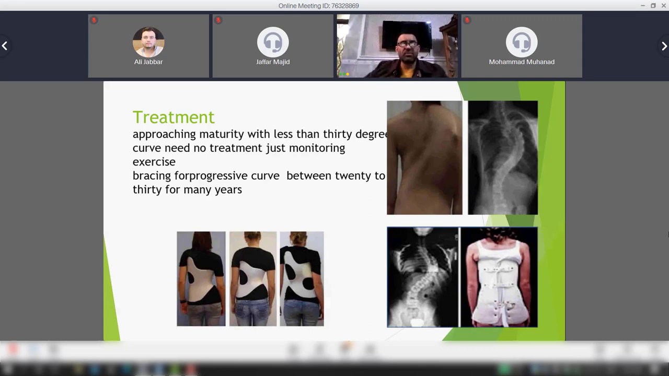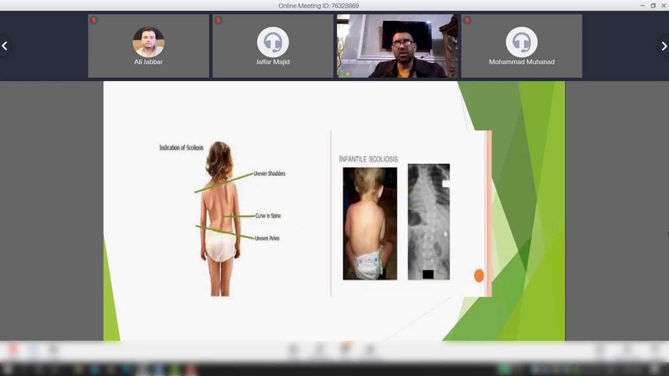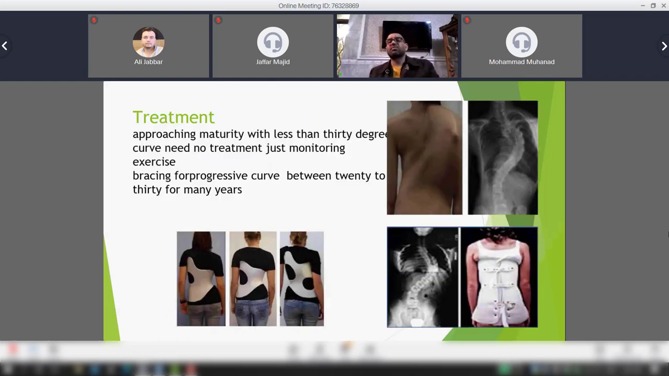يجيك المريض طبعا we have to assess the patient. اولا نشوف age, approaching maturity or not. اثنين ناخذ measuring of the spine. يعني شنو measuring of the spine؟ ناخذ نسميه Cobb's angle.